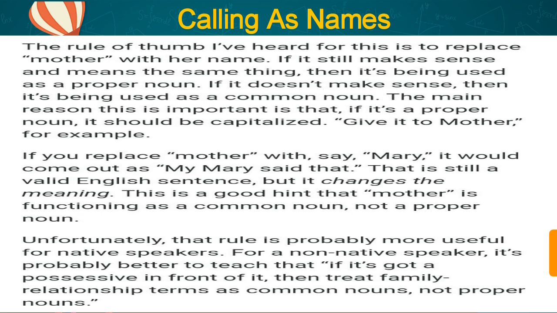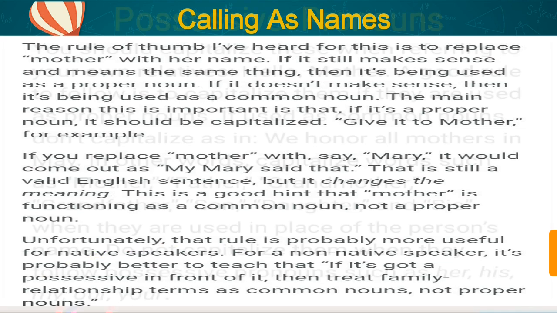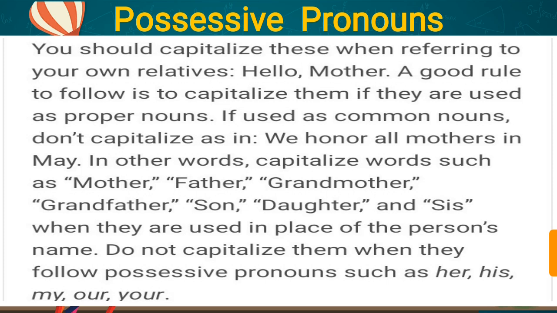Unfortunately, that rule is probably more useful for native speakers. For a non-native speaker like us, it's probably better to teach that if it has got a possessive in front of it, then treat family relationship terms as common nouns, not proper nouns. Now you all know and are well aware of the possessive pronouns term. You should capitalize these when referring to your own relatives, like Hello Mother.